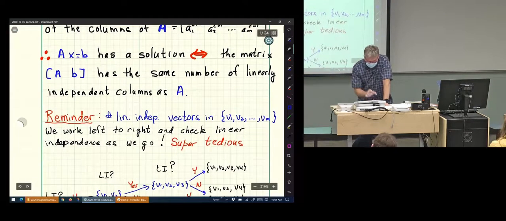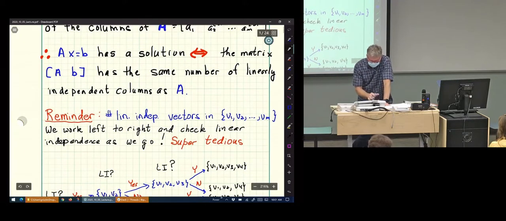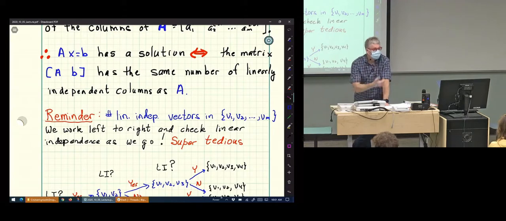And then another way to say that, as we're moving towards a method with computational attractivity for checking the condition, is that if you look at the matrix A with B appended to it, you should not get more independent columns because B is already a linear combination of A.